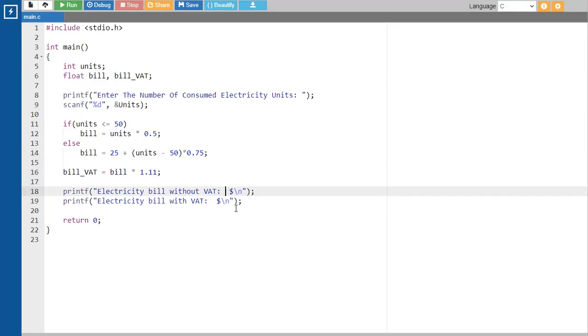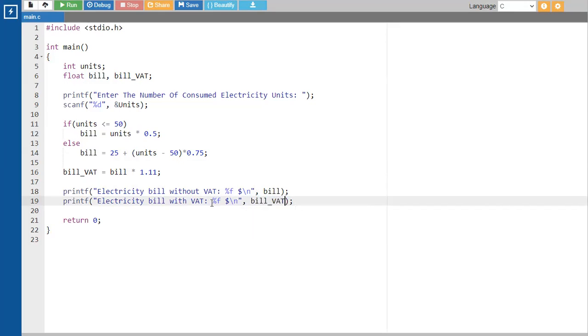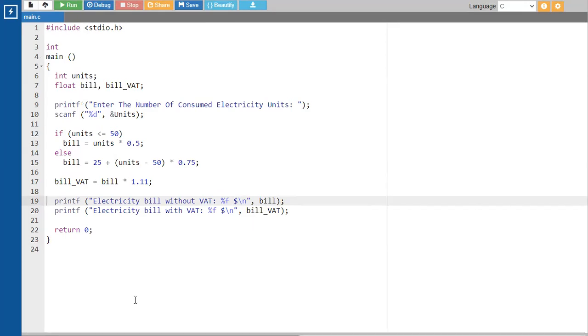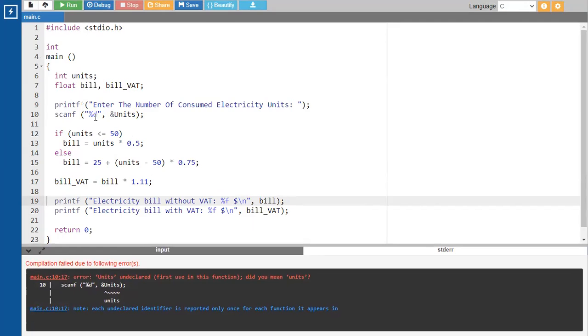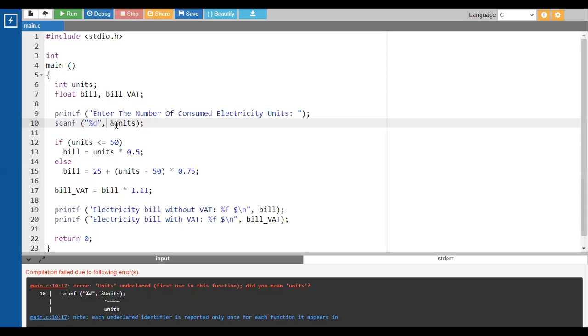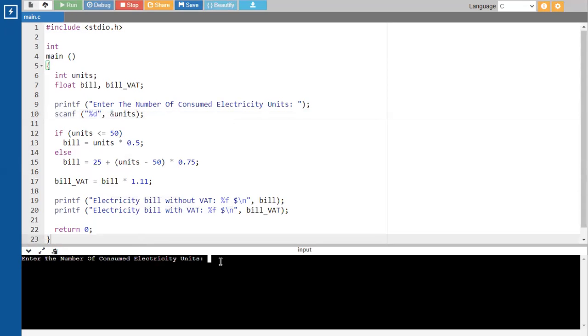Now I will print the float values bill and bill VAT. So I will use %f. This is for bill, and here %f bill VAT. So I will try to compile. Here small u run. So I will try to use the same example in the exercise, 149.